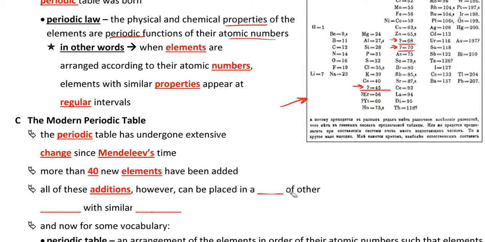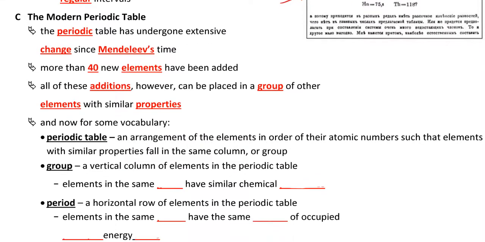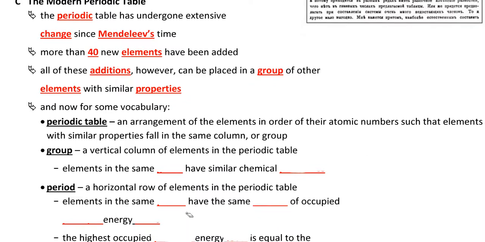All of these additions, however, can be placed in a group of other elements with similar properties. So we've added elements to it, but after Moseley, basically we've just been adding to his periodic table. Not a lot of changes to the basic order have taken place since then.